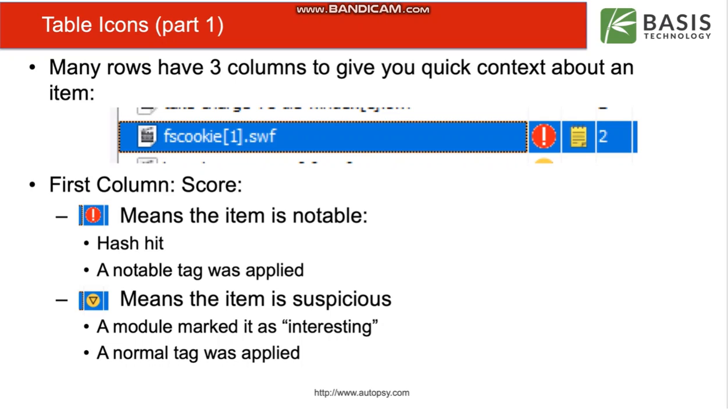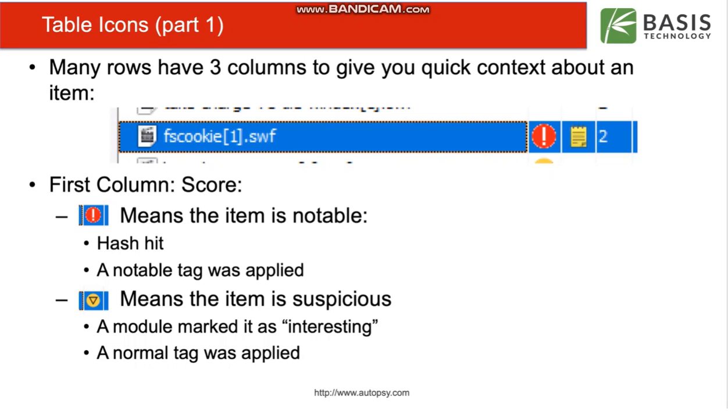When you're in the table, many of the rows will have the first 3 columns that have icons or a number about them, and they have cryptic headings, which are S, C, and O. So let's talk about what those mean. The first one, the S column, is the score, and it will have a couple of different icons on there. One is this red icon, and this means that the item is notable. An item can be notable if it was a hash hit, if its hash value was in a notable hash set, or if you tagged the file and used a notable tag.